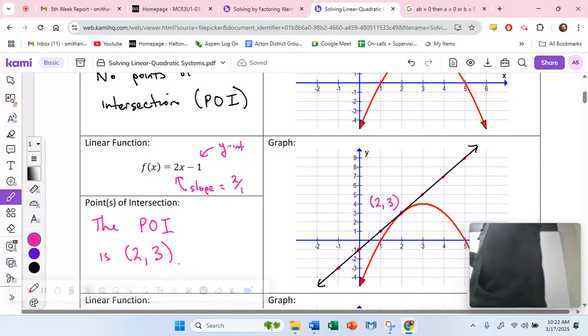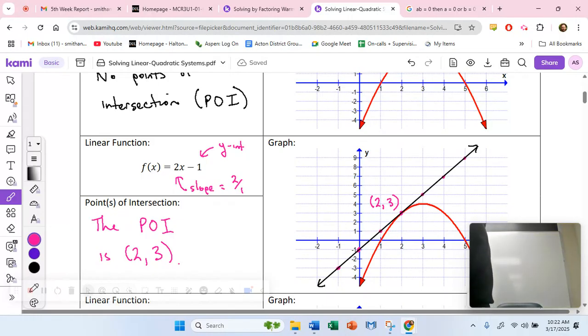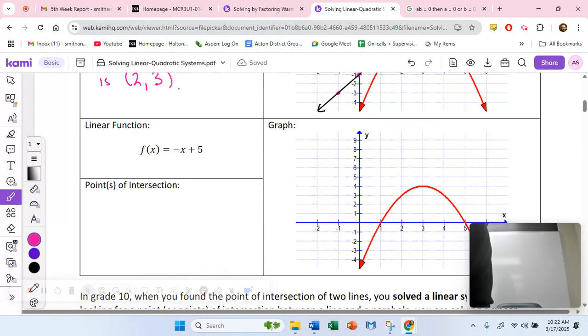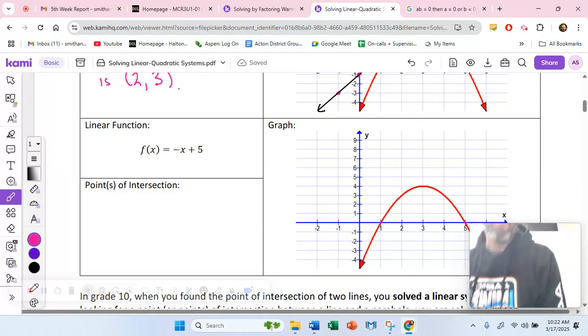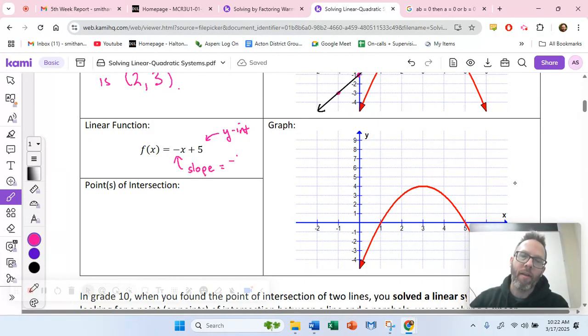I wonder if there's any more cases that we could consider. So there's one more line down here for you guys. Same parabola, different line. The linear function, -1x plus 5. So the y-intercept is 5 and our slope is -1. So you can think of that as -1/1 if you want to draw. I wonder what will happen here.